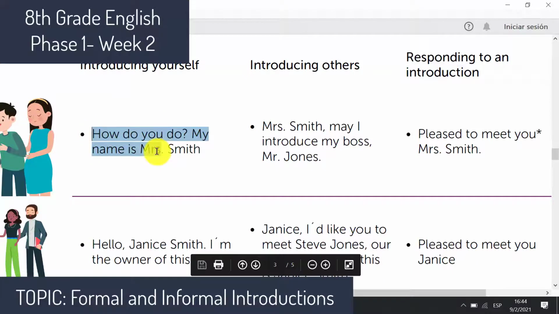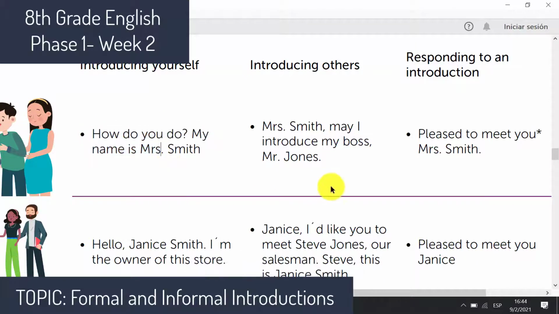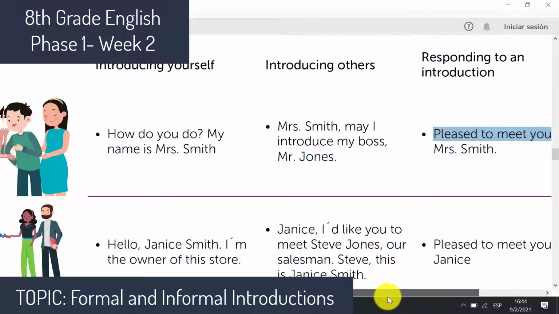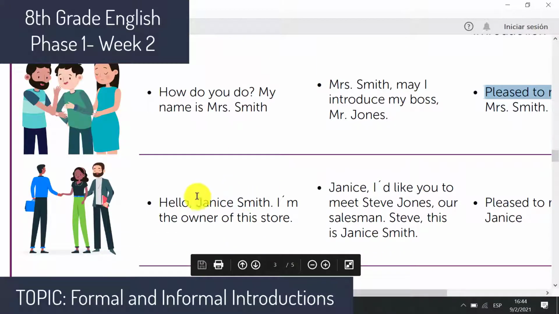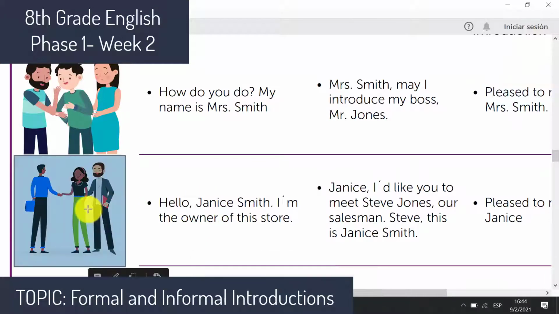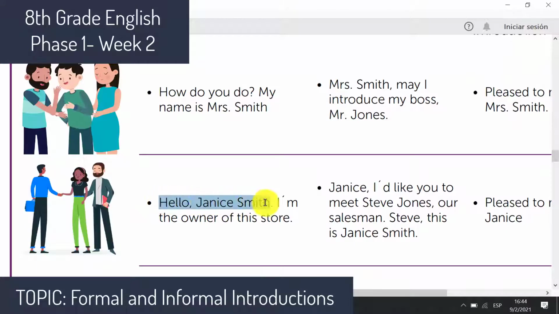My name is Mr. Lopez. Okay? Pleased to meet you. Diga, okay? My name is Mr. Lopez. How do you do? Pleased to meet you. Okay? So it's a very formal conversation when you're going to ask for the visa, for example, uno va a pedir la visa. Okay? Now let's take a look at another sort of formal conversation, okay? Una conversation que es más o menos formal, okay? Hello, Janice Smith. I am the owner of this store, okay?